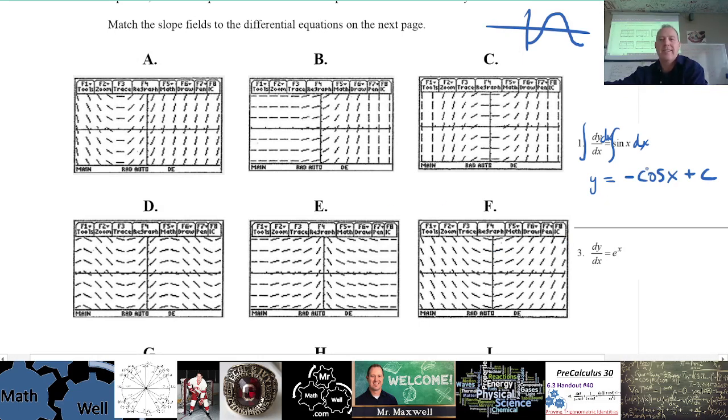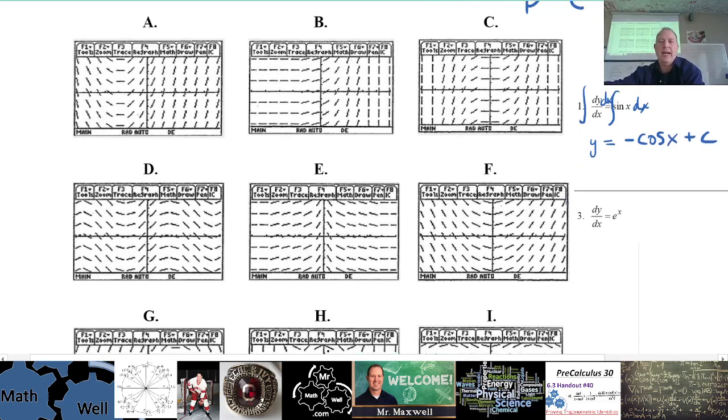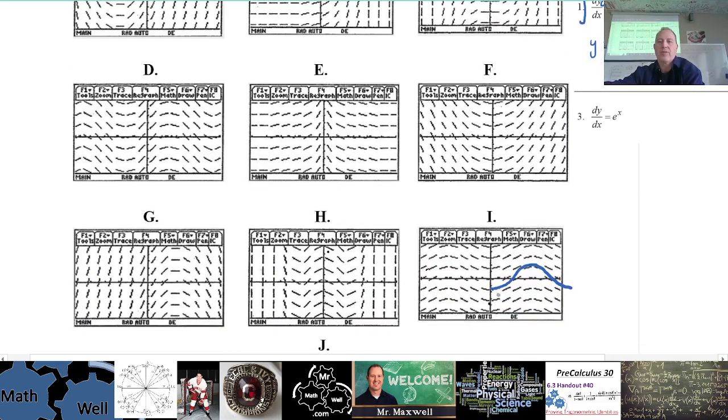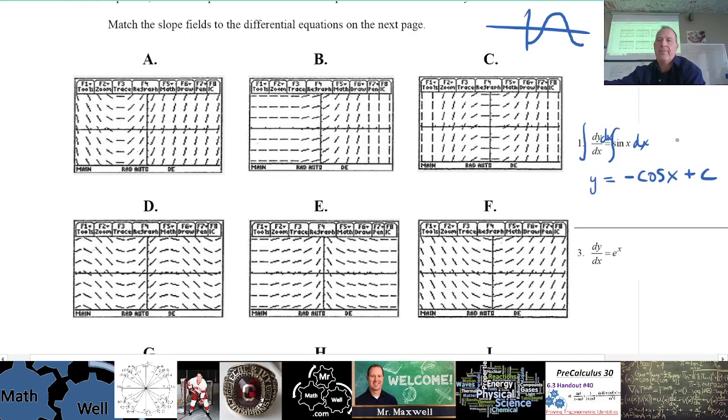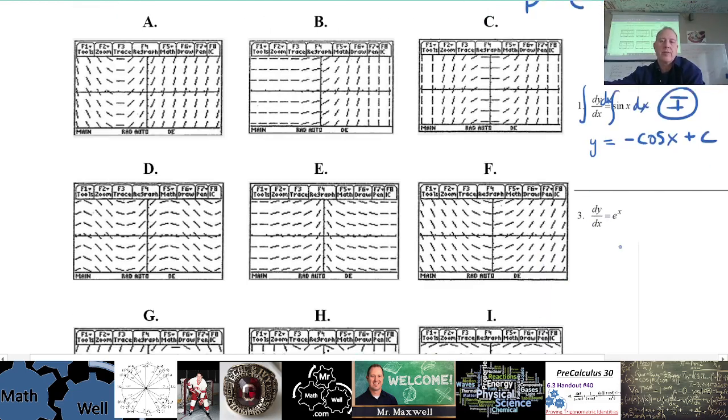Okay, so let's continue on here. So do you guys see that? I think I like I as well. There's the negative cosine that fits in there. So that's I. Okay, good job. Let's do number 3. Let's figure out what 3 is.